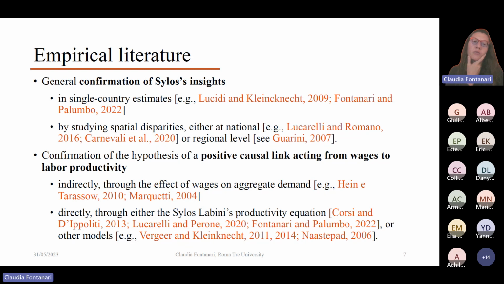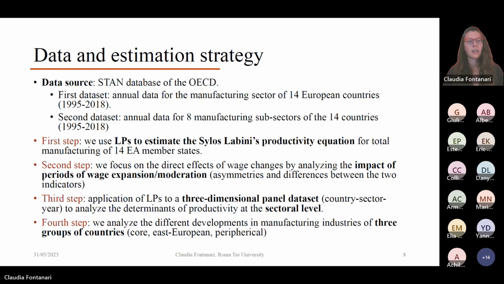The empirical literature has found general confirmation of Sylos Labini's insights, both in single-country estimates and when studying spatial disparities, either at national or regional level. There is also other work that finds confirmation of the hypothesis of a positive causal link that acts from wages to productivity. Some work studies the indirect effect of wages that goes through aggregate demand, but other studies analyze the direct effect through different models.